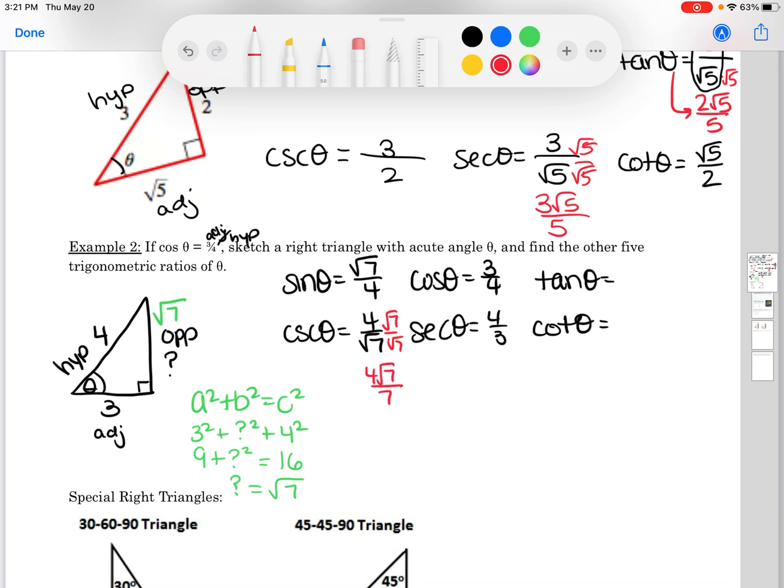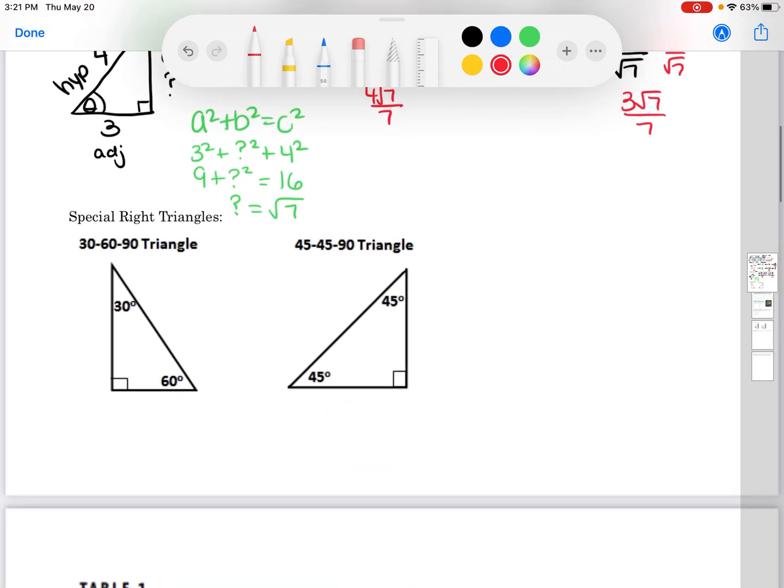So that's 4 root 7 over 7. And then tangent, we will do opposite over adjacent, so root 7 over 3, and cotangent, flip it over. Again, we need to rationalize, so we'll get 3 root 7 over 7. All right.